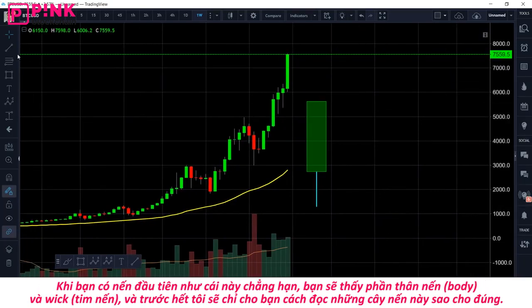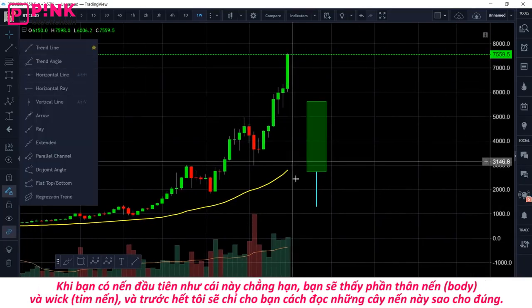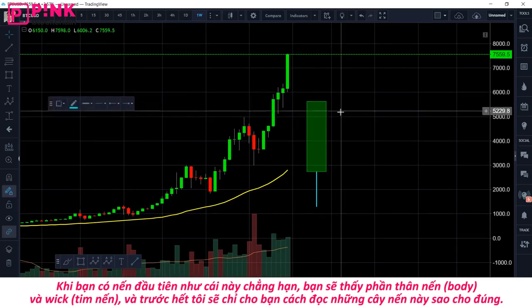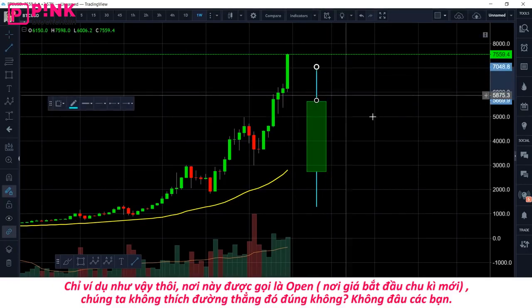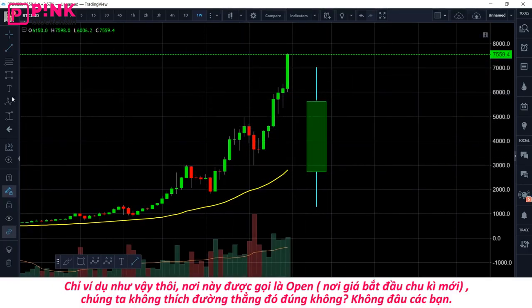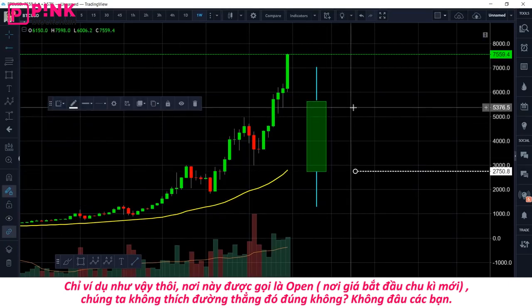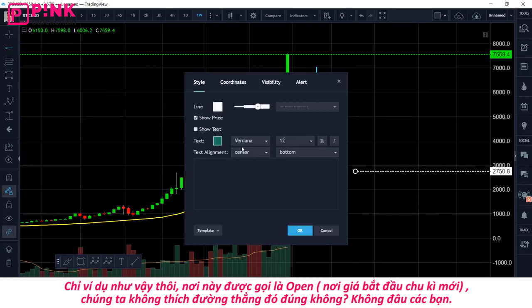So when you first have a candle like this one, for example, you have a body, and sometimes you have a wick. We're going to talk about how to actually read these candles first. That is a candle there. Now you have an open. This is where it opens right here.